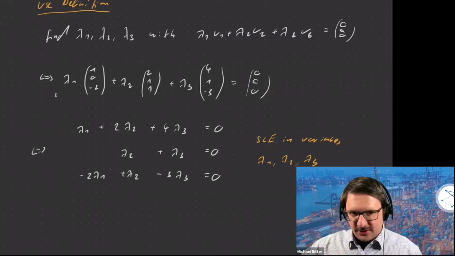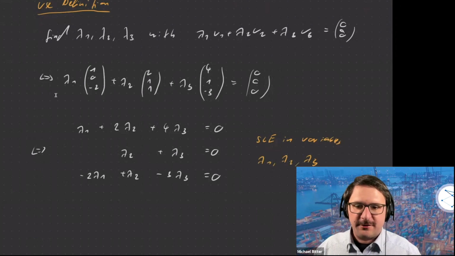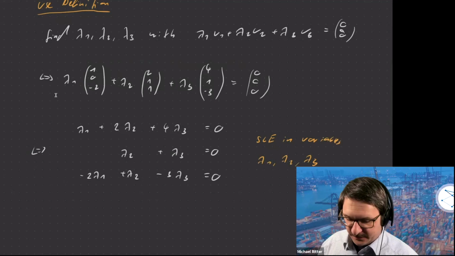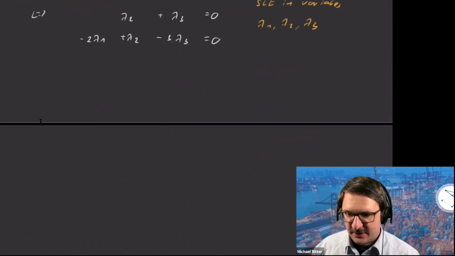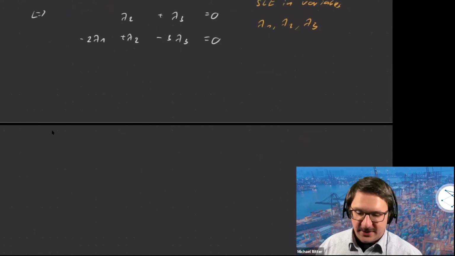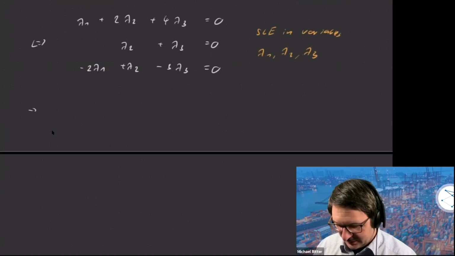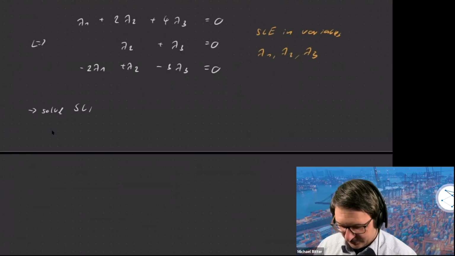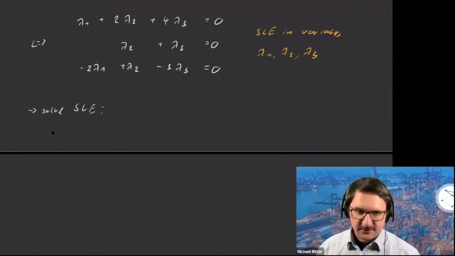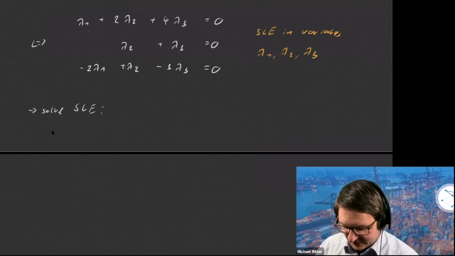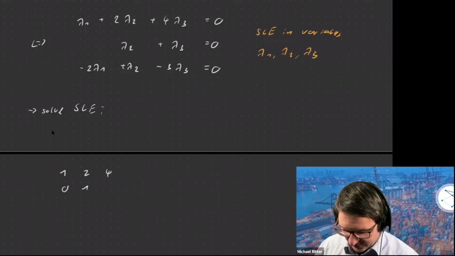0, 0, 0 is obviously a solution. It's a homogeneous system after all. But we want to know if there is more than one solution to this system. And well, we can just find that out by solving it, right? So we solve the SLE. And to do that, we're putting it in a Tableau. So we have 1, 2, 4. We have 0, 1, 1. We have minus 2, 1, minus 3.